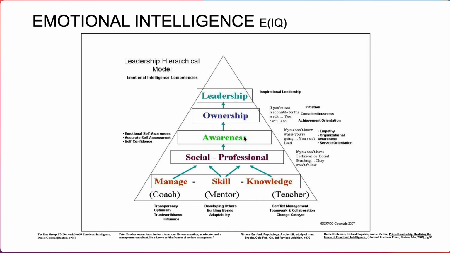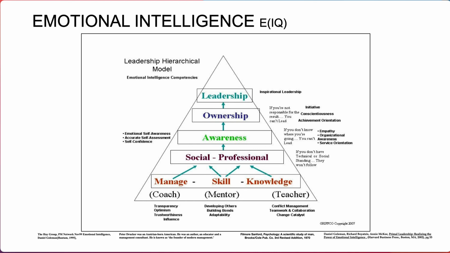The whole idea here about awareness, as we go up this triangle, is emotional self-awareness, accurate self-assessment, and self-confidence. On the other side, it means that you need to have empathy, organizational awareness, and service orientation. If you don't know where you're going, you can't lead. Pivotal to all of this is ownership. If you're not responsible for the results, you can't lead. This is where initiative, conscientiousness, and achievement orientation are demonstrated. And then finally, you need to have inspirational leadership. Each of these is built upon the ideas of emotional intelligence.